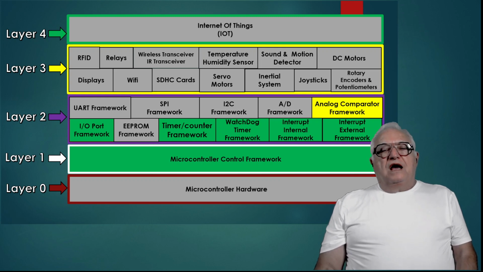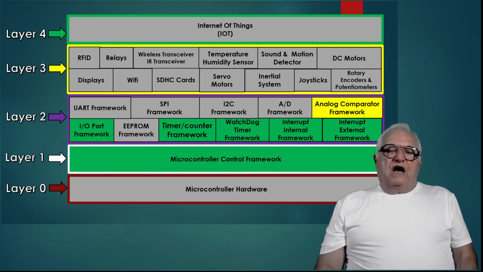As usual, I like to start by showing our architecture. The items in green are the ones that I've already presented. The item in yellow is what we're presenting today, which is the Analog Comparator. The Analog Comparator is part of our Layer 2 presentation.